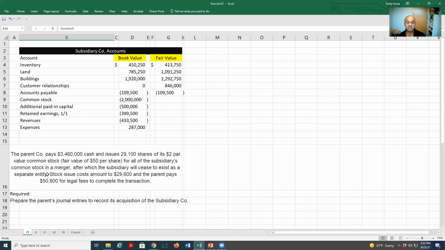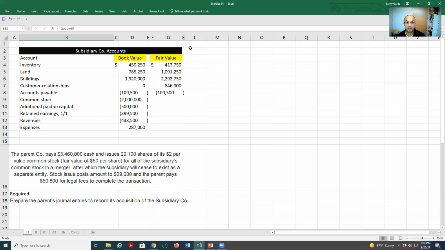So the first point we need to ask, when we make the journal entry, shall we take the book value figures or the fair value? The answer is the fair value. And if the account here shows up without parentheses, it means this is a debit account and you can tell that this is an asset. If it shows in parentheses, it means it's either a liability or owner's equity. And as you can see, all the accounts here are the subsidiary's. So the parent company doesn't have any account here.